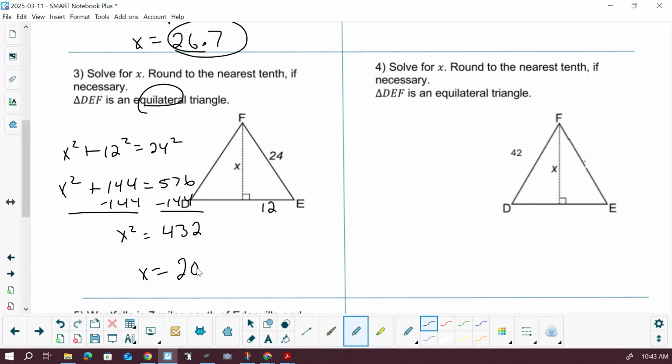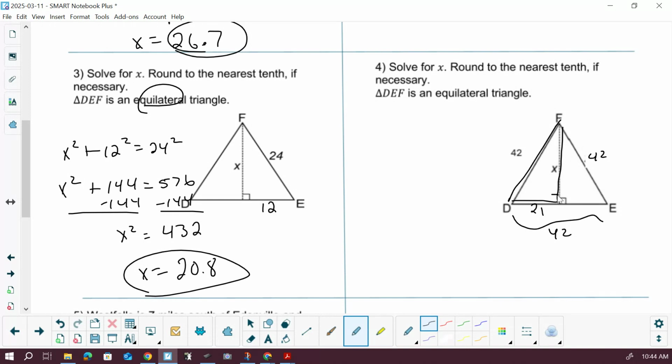20.78, which would be 20.8. Next one, same idea, equilateral triangle 42. That means this is 42. That means this whole side down here is 42. Half of 42 is 21. So there's our triangle.